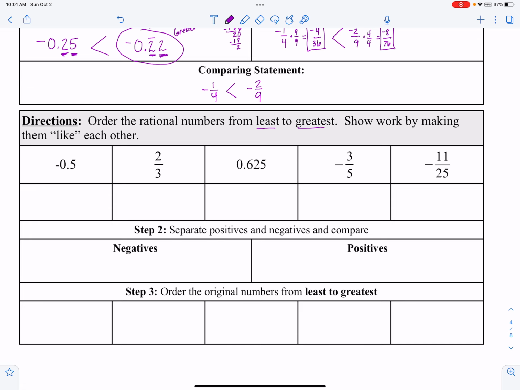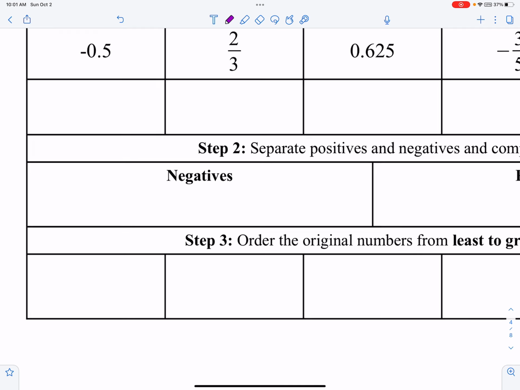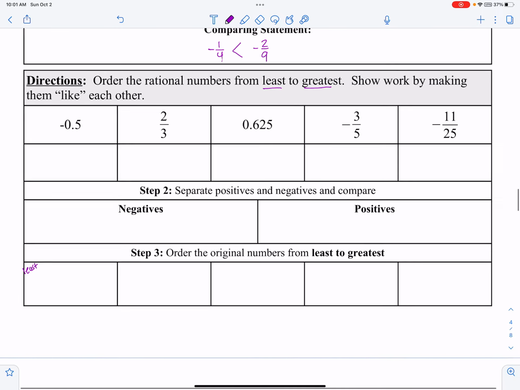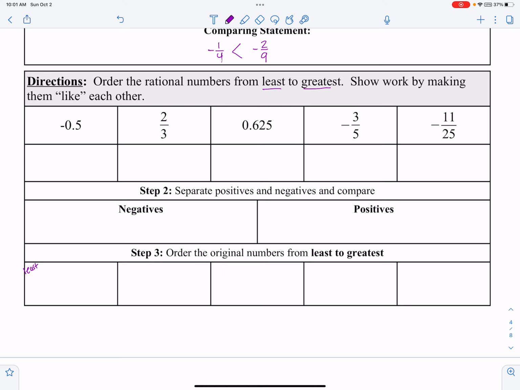All right. The last part of this is ordering rational numbers, and they're having us go from least to greatest. So again, right away, what I usually do is I go down here and I write least so that I remember the order and don't make that mistake. I have to show work by making them similar or like each other. And so they all have to either become decimals, or I have to change them all to common denominator fractions, which would be crazy amount of work. There's no way I'm doing that.